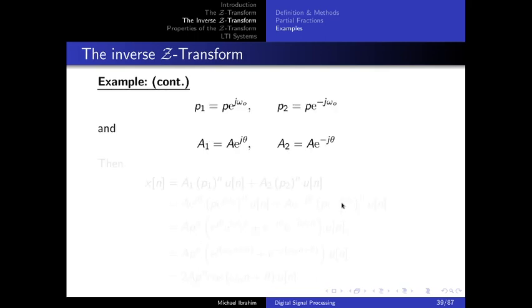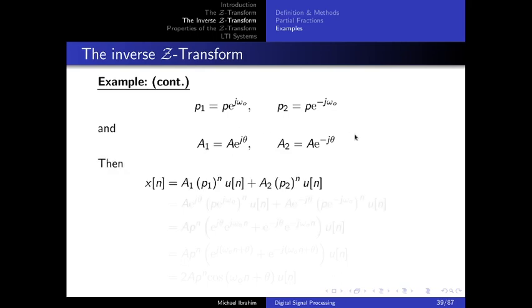So here we will express the poles p1 and p2 as magnitude p e to the power j omega naught and p e to the power negative j omega naught. We will also express the constants A1 and A2 as magnitude A e to the power j theta and A e to the power negative j theta. As you can see here, p1 and p2 have the same magnitude, but the angle in the exponent only differs by a negative sign because they are conjugates. When you conjugate a complex number, you change the sign of the imaginary part, or whatever is beside j. Same for A1 and A2.